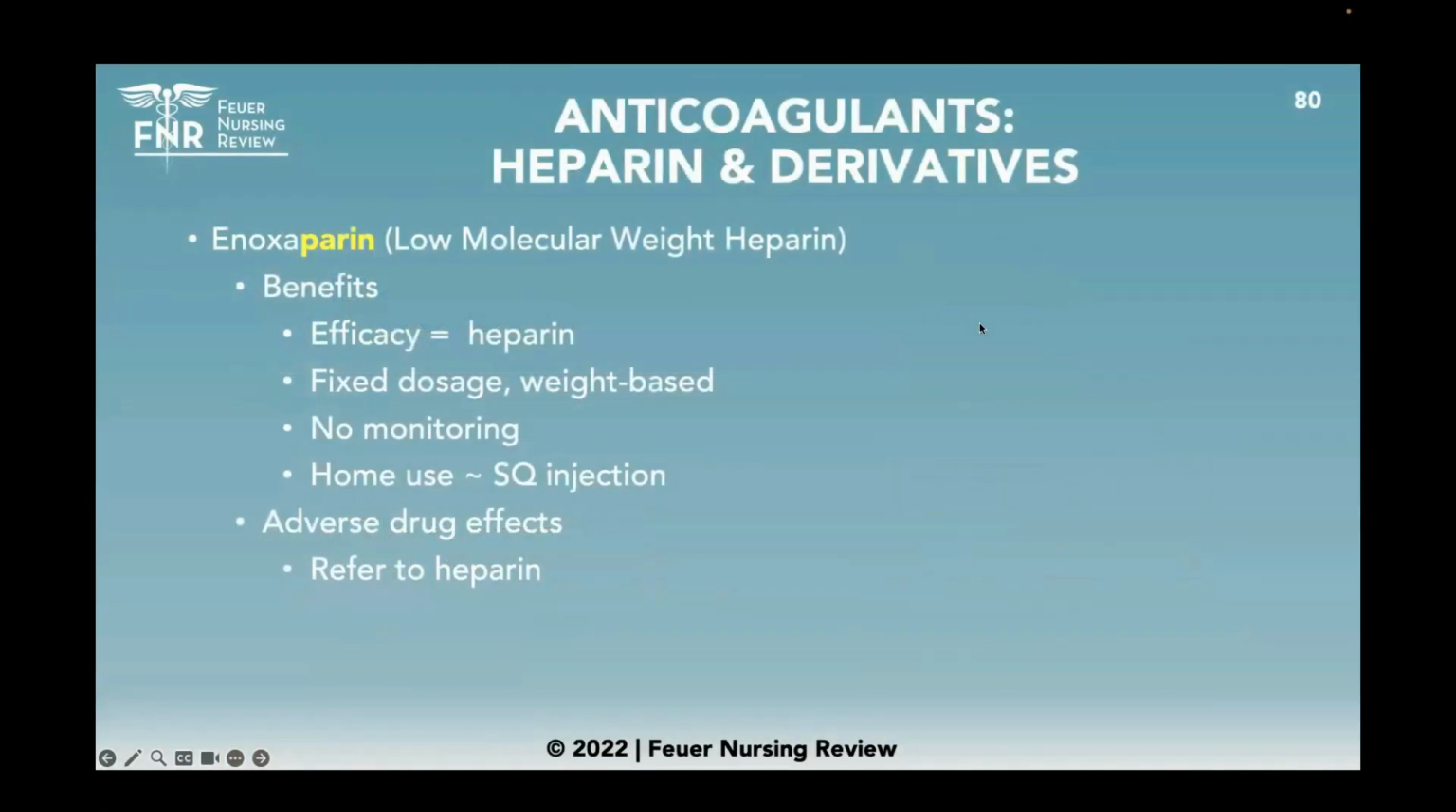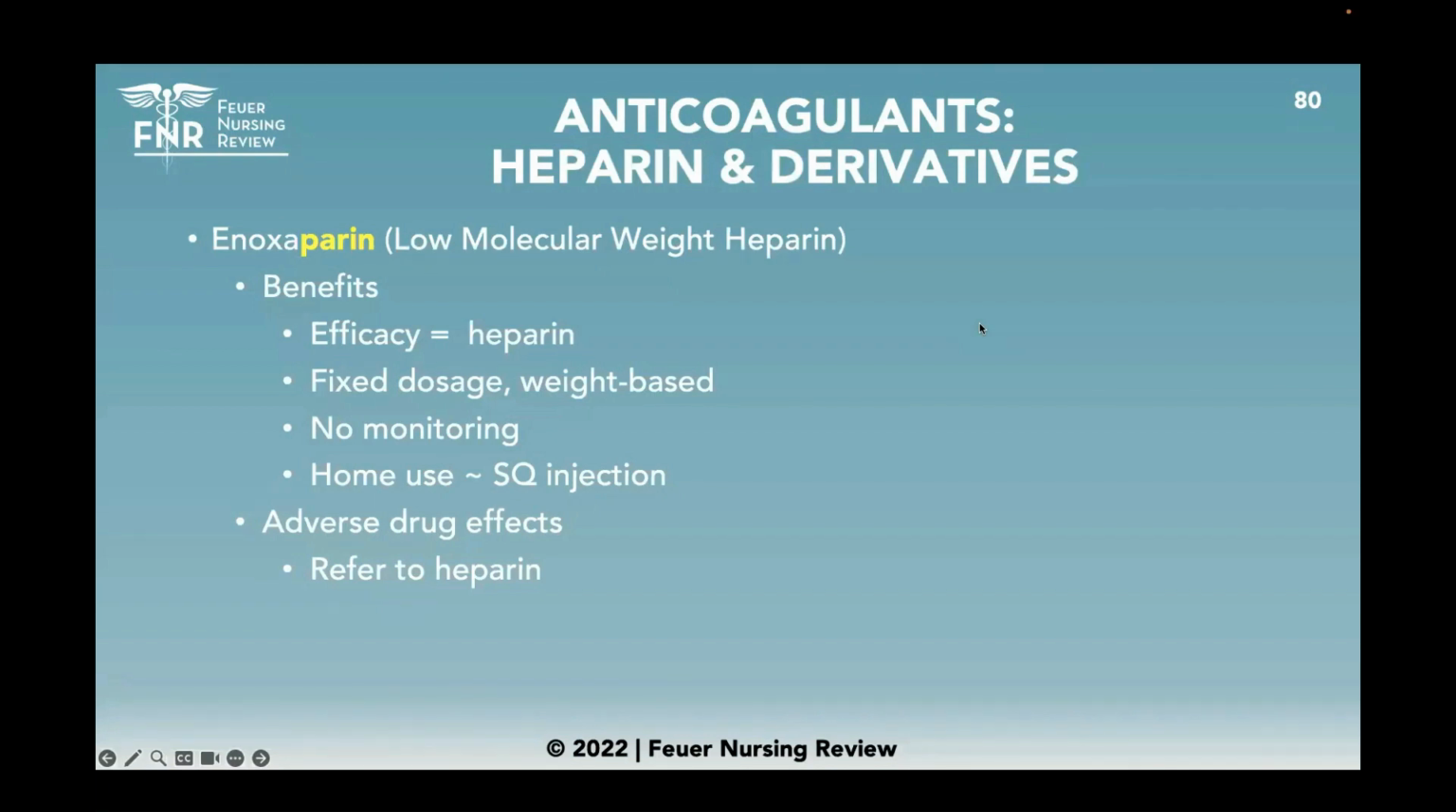Once the patient is stable, usually what you'll see them bridge them over to next is the enoxaparin, low molecular weight heparin. That's the brand name Lovenox. What's advantageous about this over the heparin is the dosing is fixed and it's based on weight. So you don't need to monitor PTT and platelet count when it comes to Lovenox.